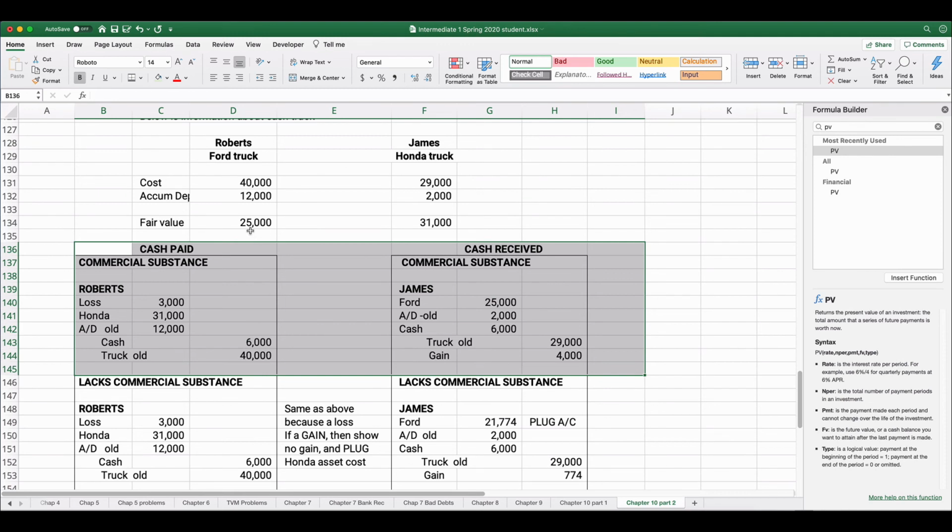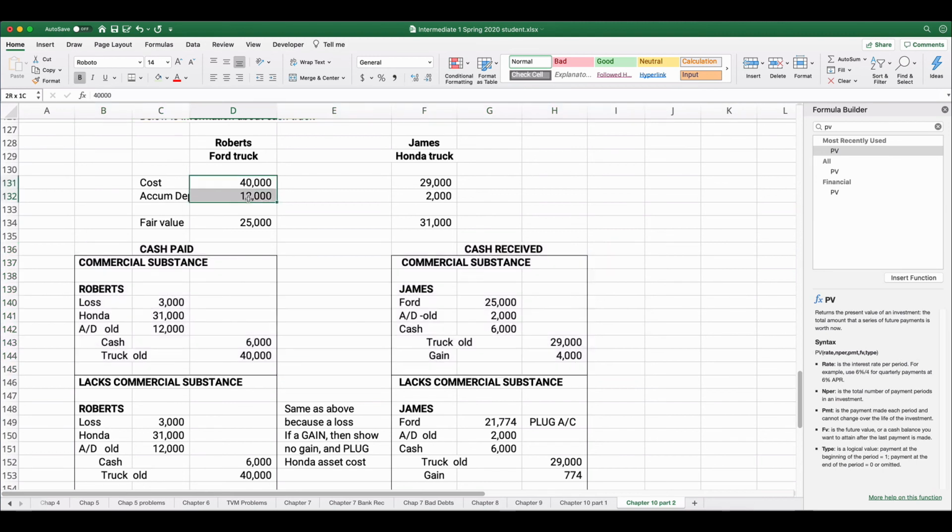So the fair value of 25 plus 6 gives them 31. So they say 31,000 is the Honda truck. They're giving up cash of 6 and they have a loss. Remember the loss, because it's on their books at 28 and the fair value is 25.